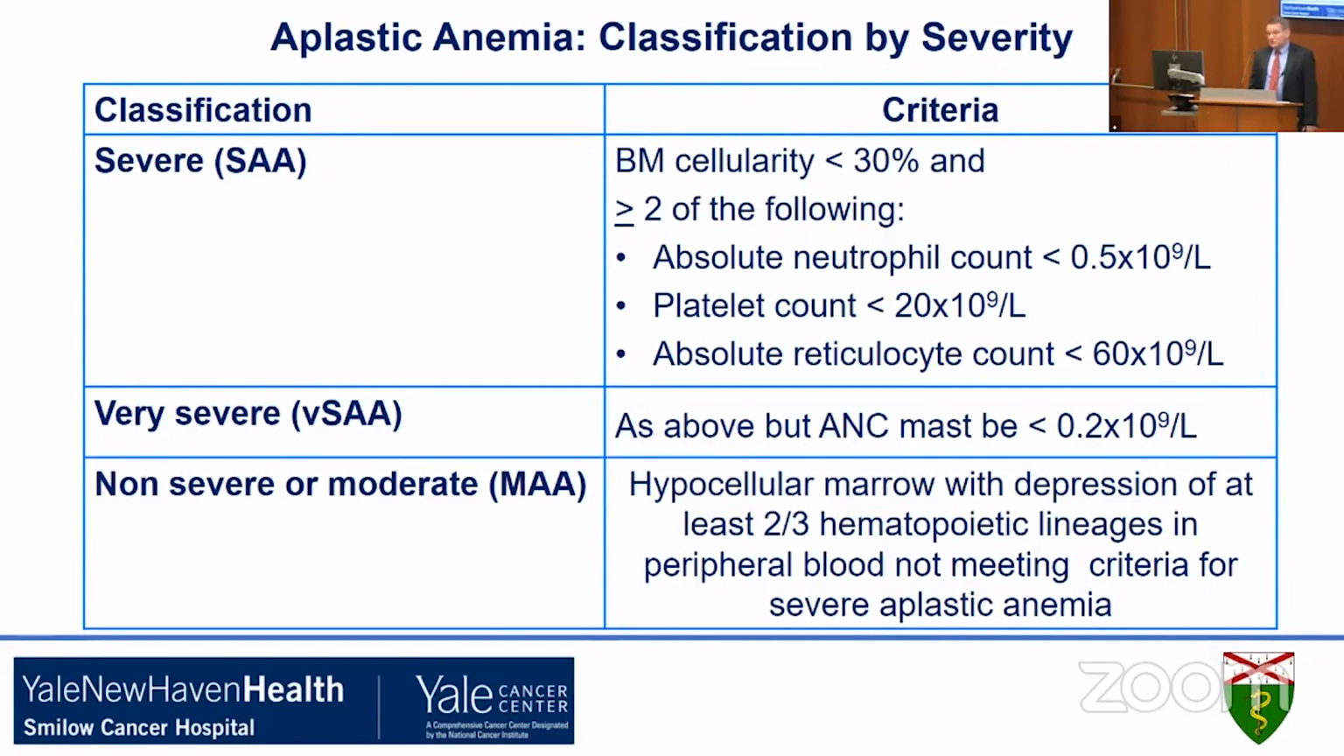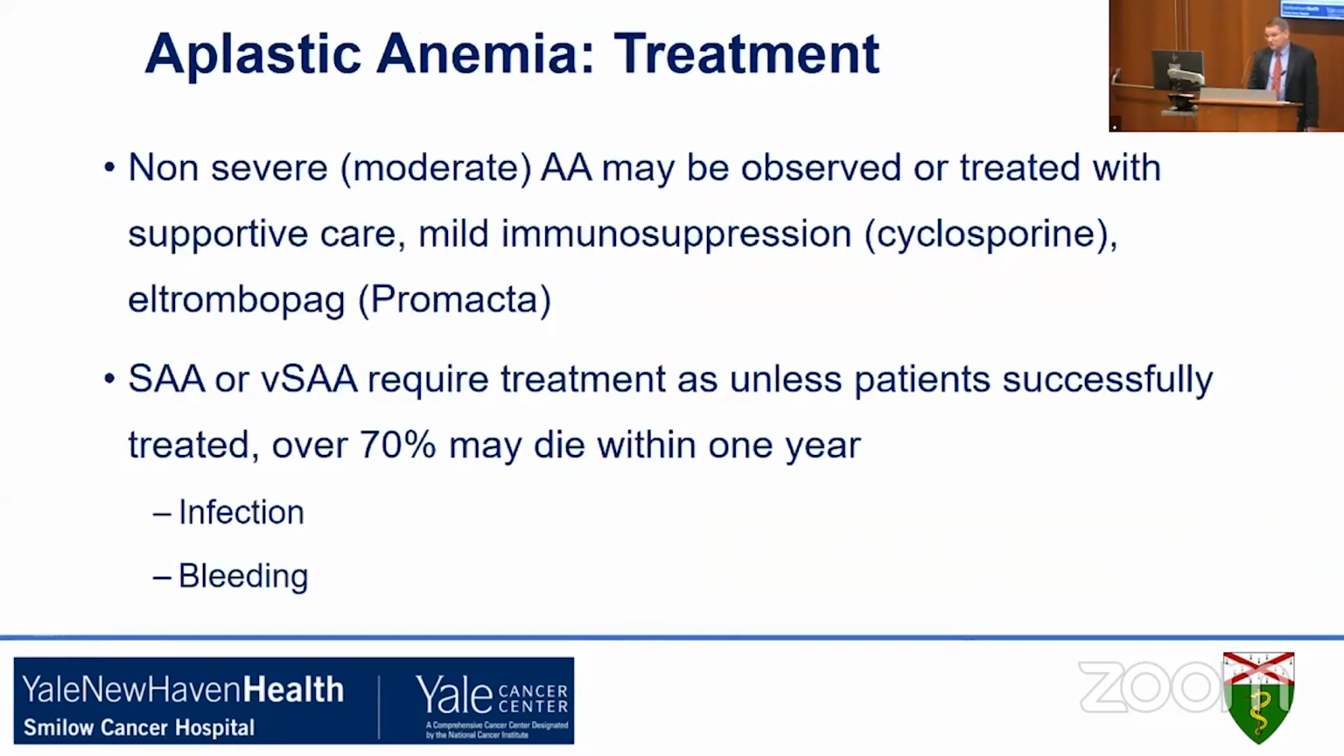There is another group of patients with non-severe or moderate aplastic anemia. They do not fulfill the criteria above. They don't have severe cytopenias. A lot of times they don't require treatment, but they may have anemia requiring transfusions once in a while or borderline low platelet count, which makes it difficult for them to have, for example, surgical procedures. So the treatment for this condition sometimes is observation. This is for non-severe or moderate aplastic anemia, but sometimes mild immunosuppression with the drug cyclosporin. Sometimes we use eltrombopag or Promacta for those patients to stimulate production of cells.